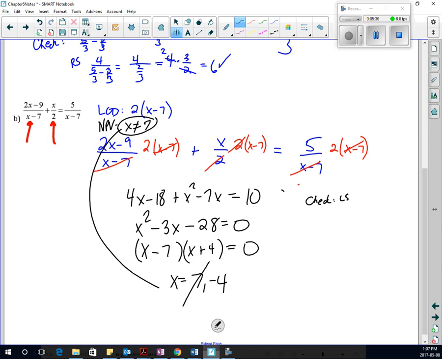So I'm going to check my left side. 2 times negative 4 is negative 8. Minus 9 is negative 17 over negative 4 subtract 7, which is negative 11. Plus negative 4 over 2. Ooh, how do we do fractions? Well, we have to get a common denominator. So that's 22.